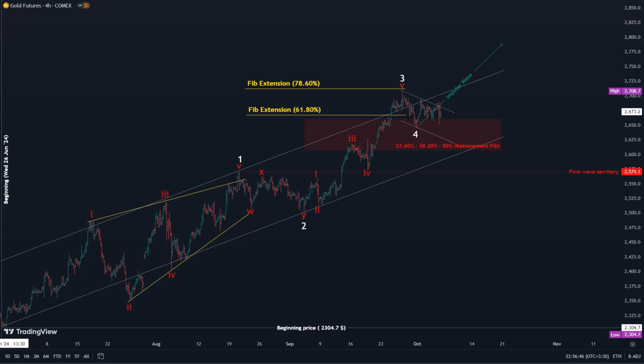It's important to note that the fourth wave may become more complex, but it should not enter the territory of the first wave. It should be completed within the mentioned range. Then, breaking the previous peak of the gold market price and the formation of any kind of corrective pattern is necessary to expand the trend and reach the announced targets.